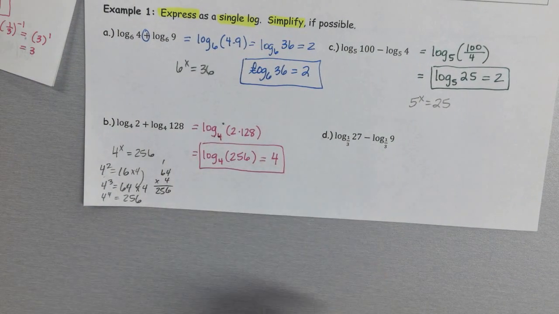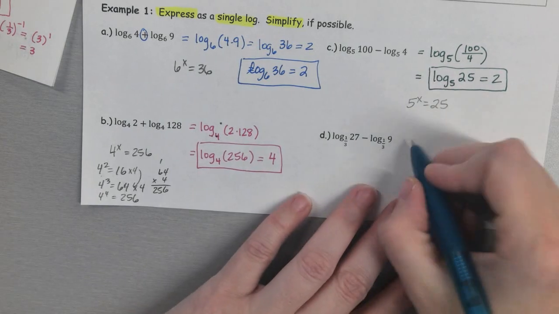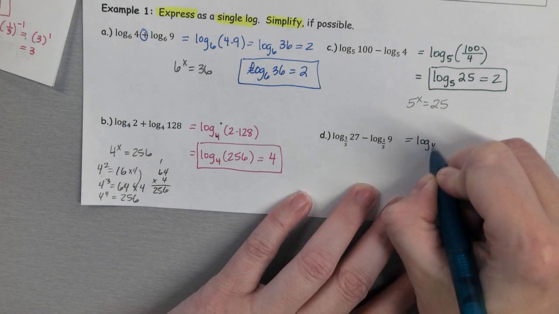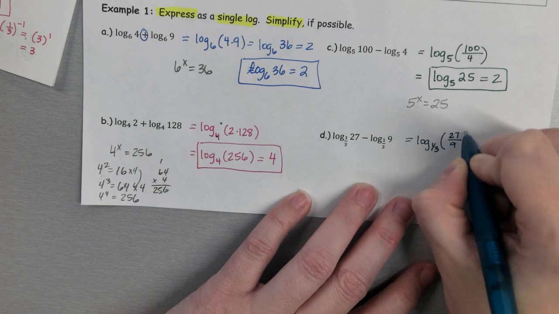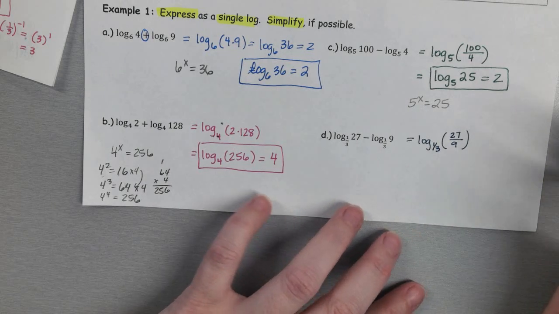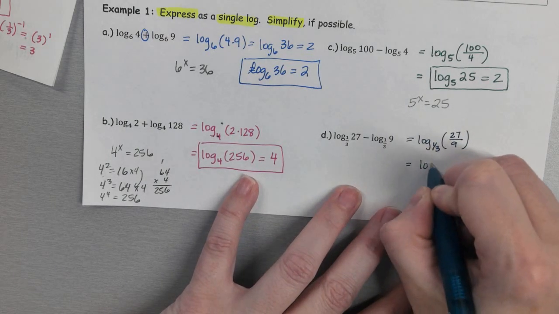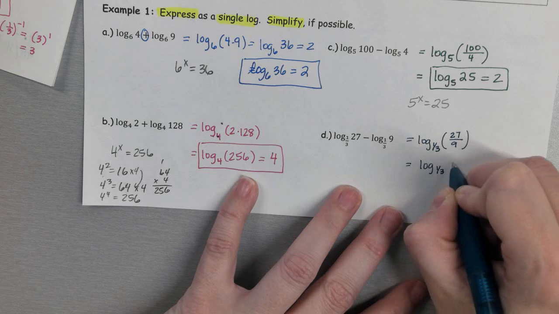Okay, and then this one is going to be division as well. So we have log base 1/3, and yep, it's okay to have a fraction, of 27 divided by 9. 27 divided by 9 is what? Good. So log base 1/3 of 3.